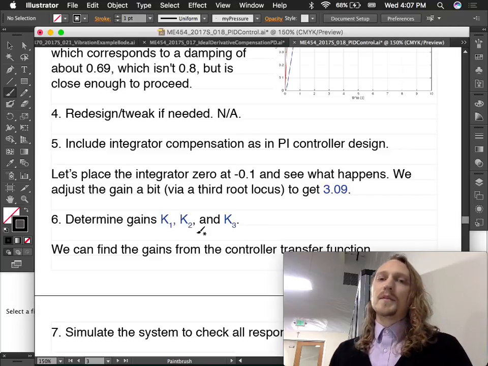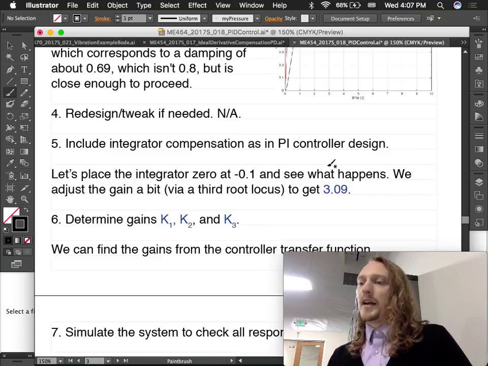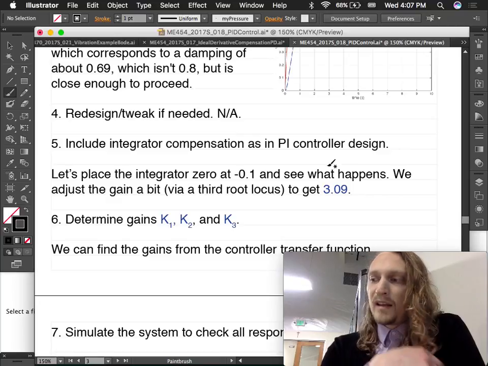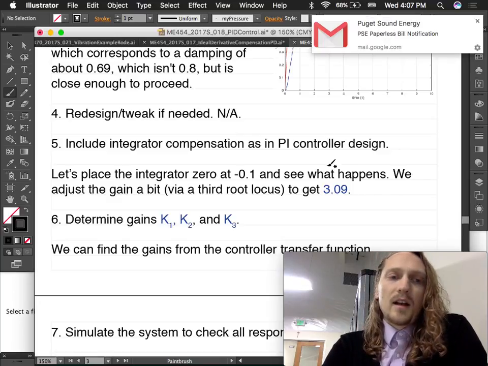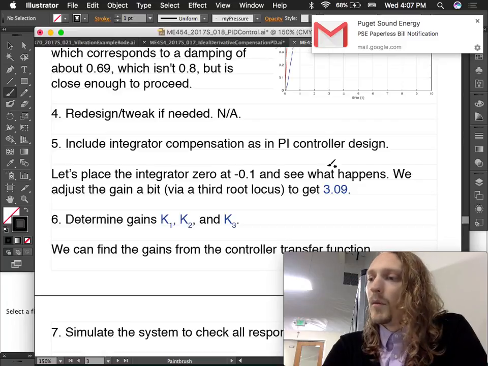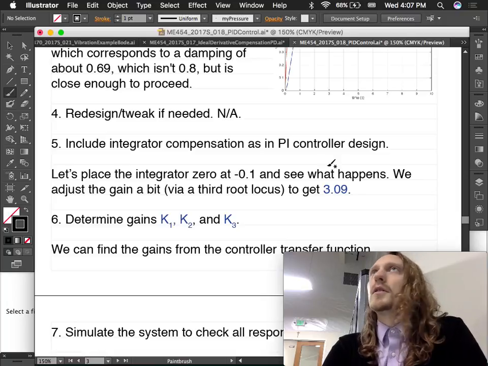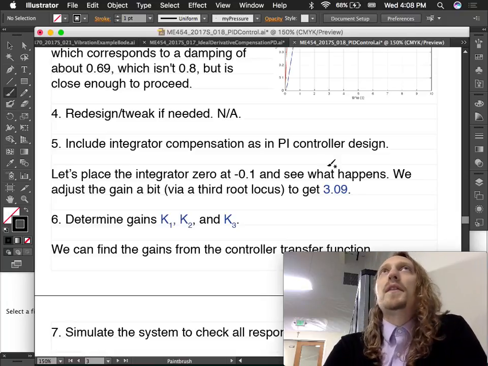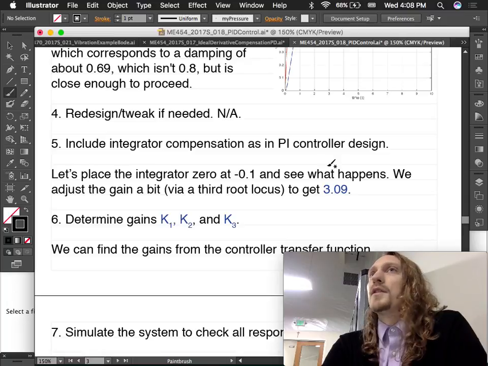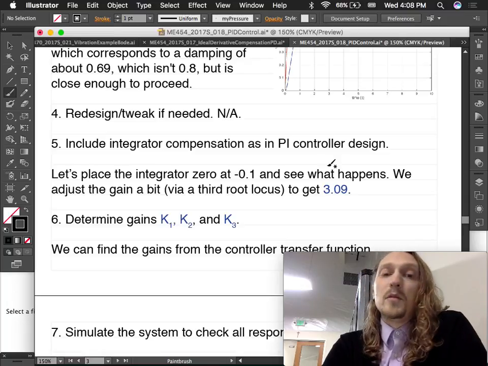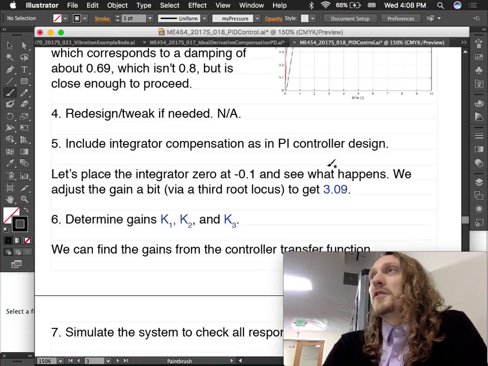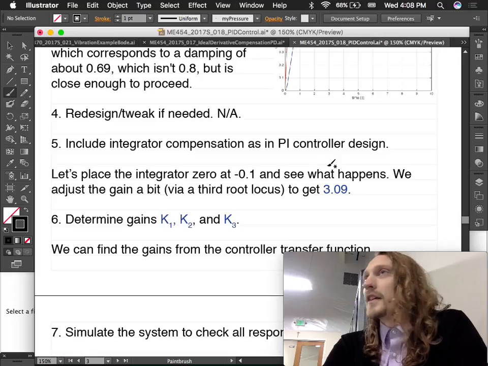Include the integrator compensation as in PI control. So let's place the integrator zero at negative 0.1 and see what happens. When we do integrator control, our method is: step one, put the integrator, the pole at the origin, in. Step 2, put a zero in that's close to it to cancel out its effects on the transient response.